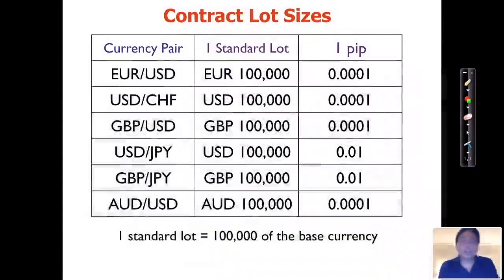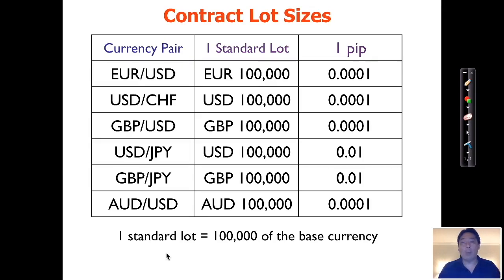Alright, so the next thing to understand is contract lot sizes. In the Forex markets, when you buy or sell, you're buying units of currency in lots. One standard lot that you buy is always 100,000 of the base currency. So if you buy 1 lot of Euro USD, you're actually buying 100,000 euros. If you buy 1 lot of dollar franc, you're buying 100,000 US dollars. So it goes by lots. And again, 1 pip is the 4th decimal place for non-yen pairs, and for yen pairs like dollar yen or pound yen, it's the 2nd decimal place. Just remember, one standard lot is 100,000 of the base currency.